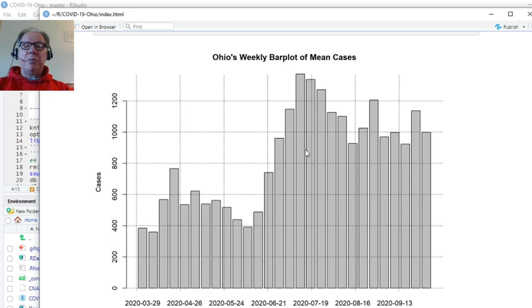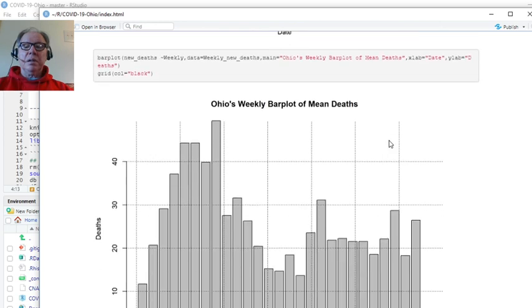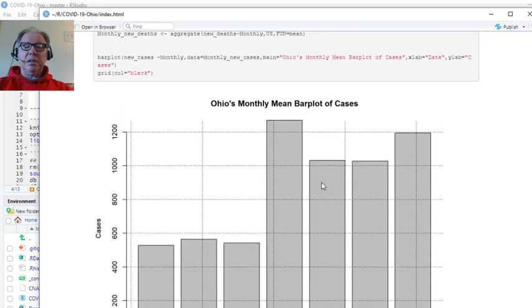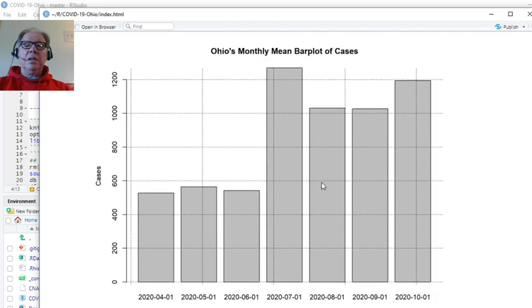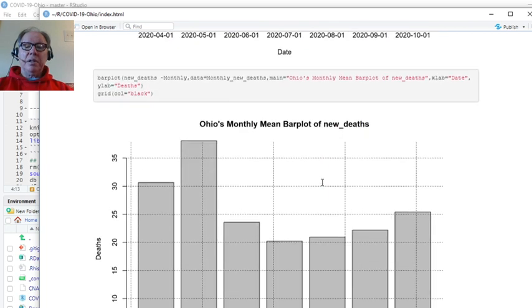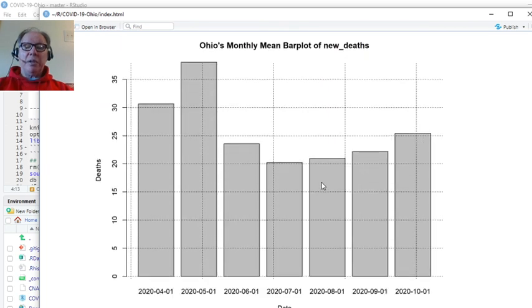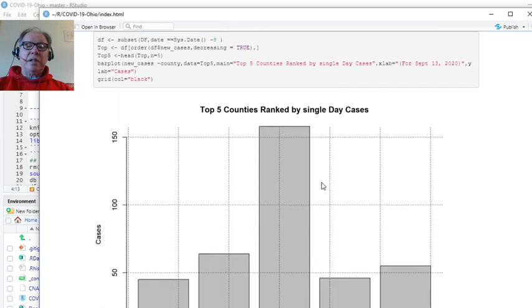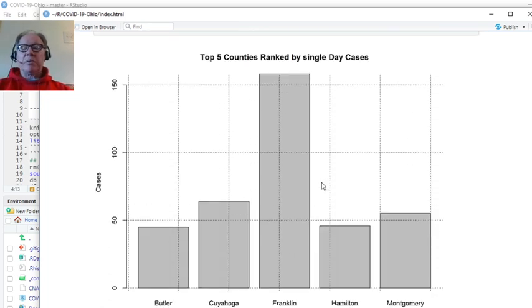So this is the average number of cases per week. The average number of deaths per week. The average number of cases per month. Average number of deaths per month. I'm not sure what I'd use these for.